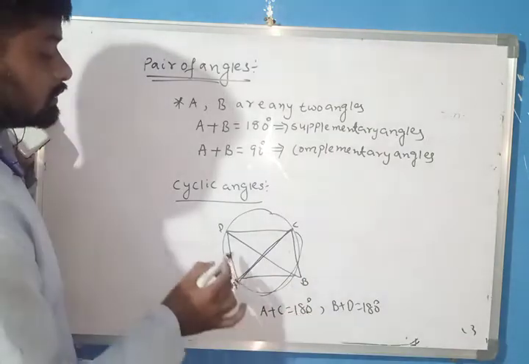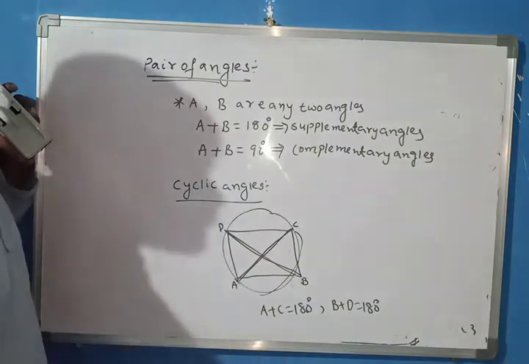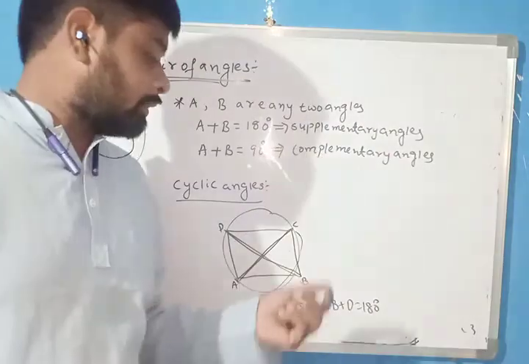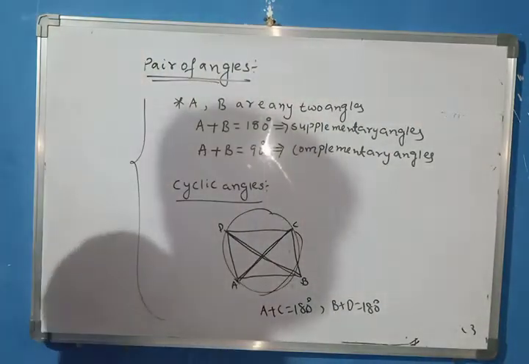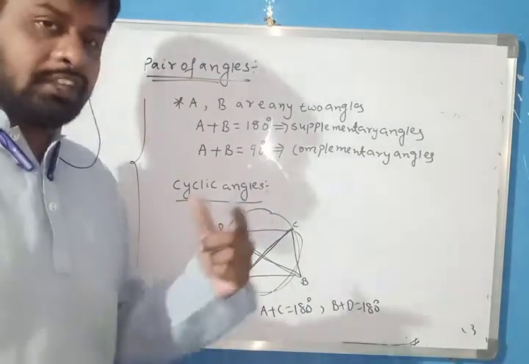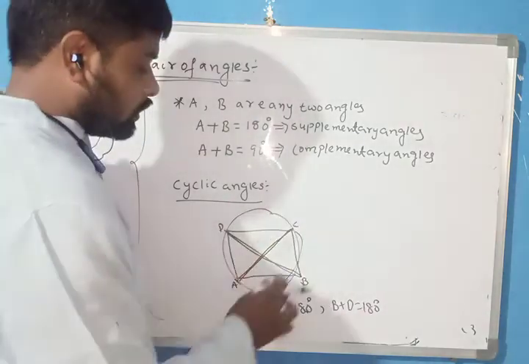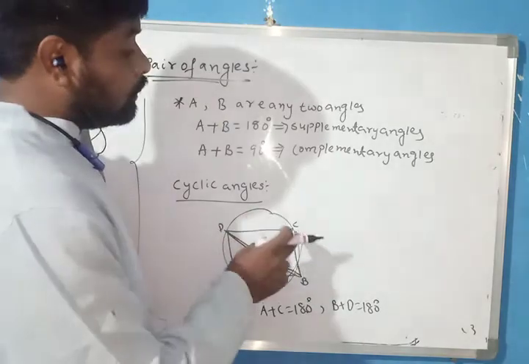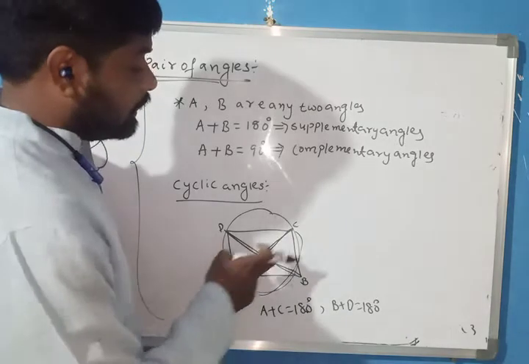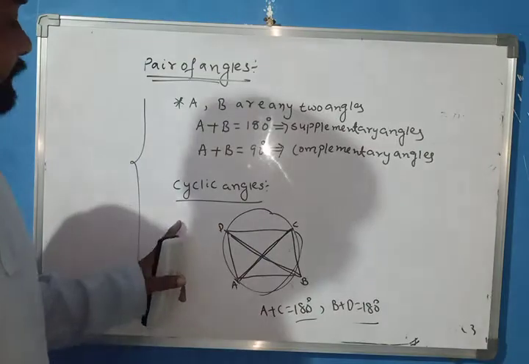A plus C is compulsory 180, and B plus D equals 180. They are cyclic angles only. This is the total of pair of angles: supplementary angles, complementary angles, cyclic angles. Please see the definition. A cyclic quadrilateral is a quadrilateral drawn in a circle. In a cyclic quadrilateral, the sum of opposite angles equals 180. That is called cyclic angles.